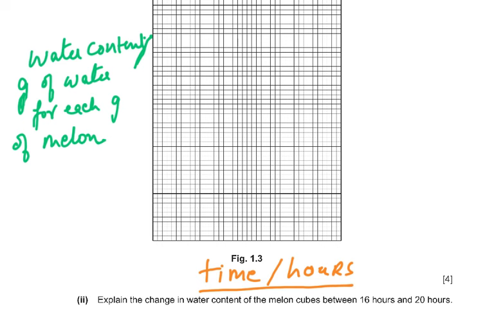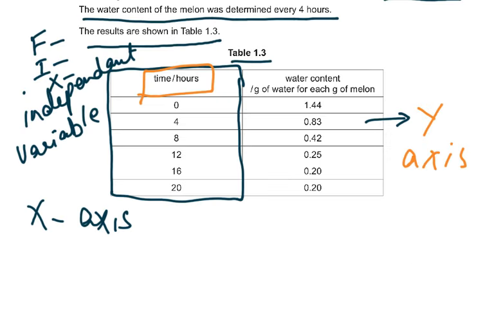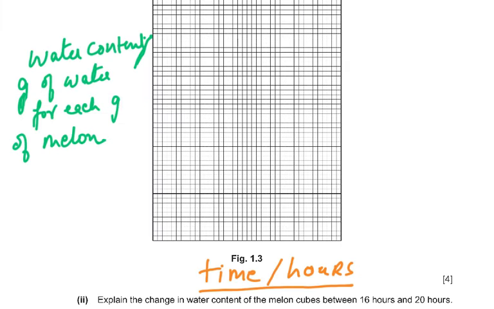And then on the y-axis, it is water content per gram of water for each gram of melon. So water content per gram of water for each gram of melon. Now just doing this gets you 1 mark. The second mark is for the scale. What scale do you choose?